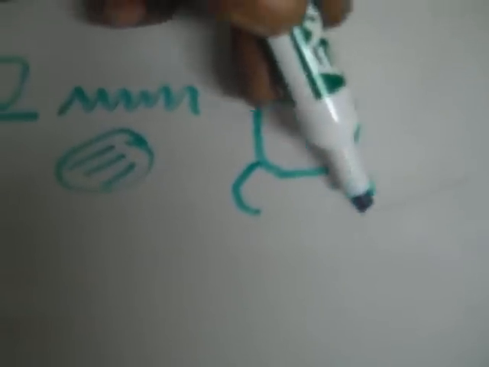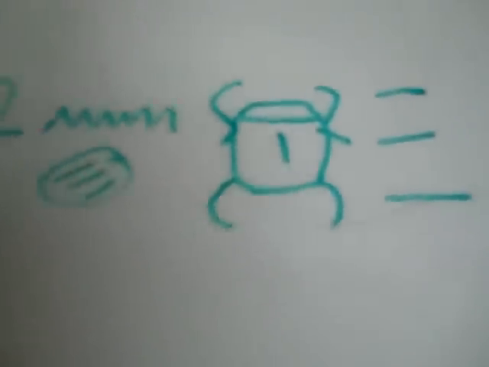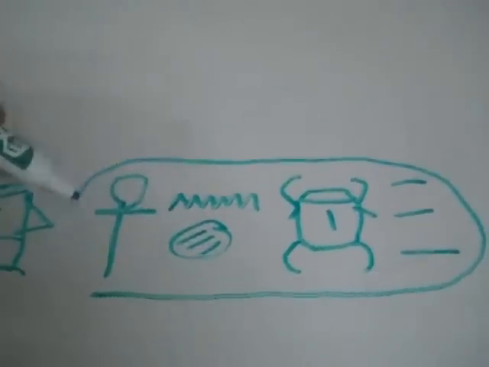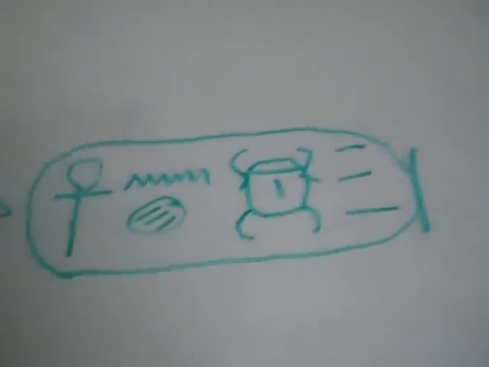In order to make a plural, you're going to put the three lines next to it. You go one, two, three. Now it's Keparu. And since it's a name, you're going to put it in a chenou or a cartouche. Cartouche is French. Chenou is what it was called.